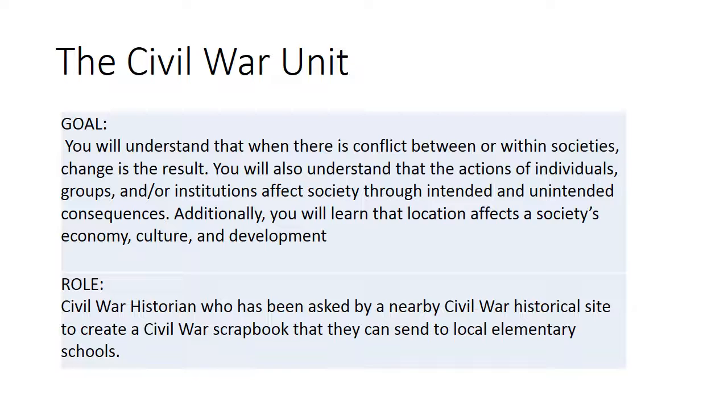So this is your role. A Civil War historian who has been asked by a nearby Civil War historical site to create a Civil War scrapbook that they can send to local elementary schools.